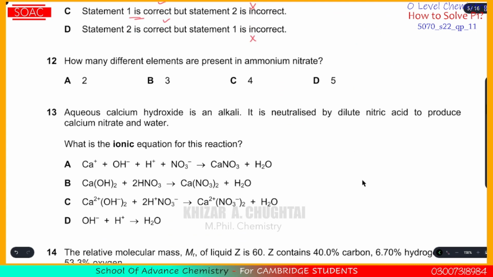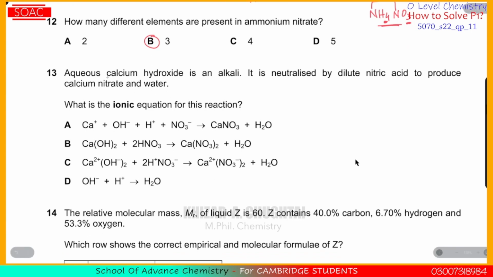Question number 12, how many different elements are present in ammonium nitrate? This is the formula of ammonium nitrate, NH4NO3. This is a very easy and very simple question. Nitrogen, hydrogen, and oxygen. So basically, nitrogen, hydrogen, and oxygen, 3 types of elements are present over here. B is the correct option.